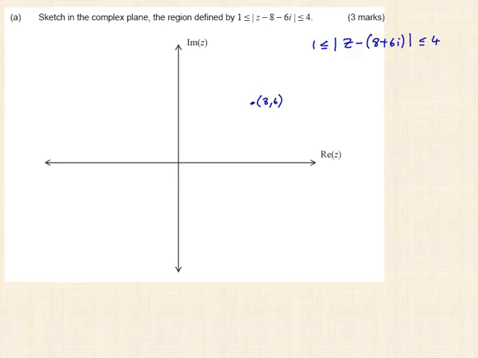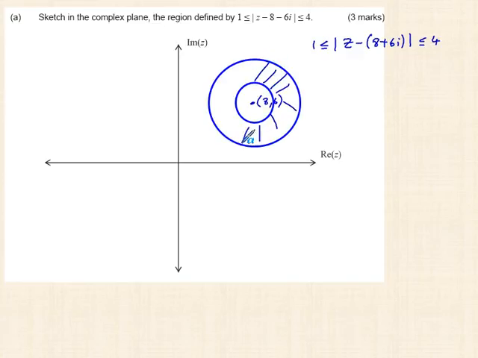Now we want two circles here, one with a radius of 1 and one with a radius of 4, and we want to shade the area in between. So I may indicate that this is 1 and this is 4.